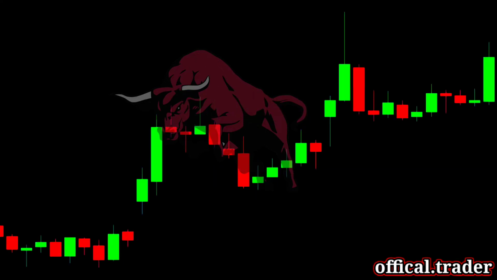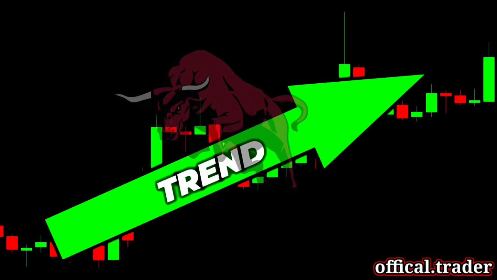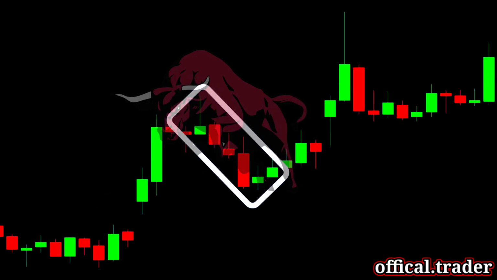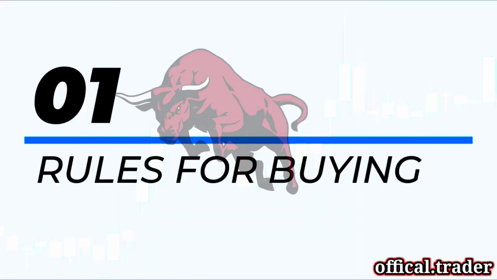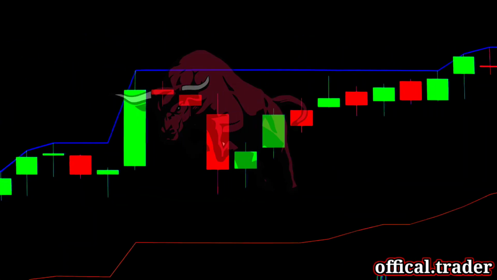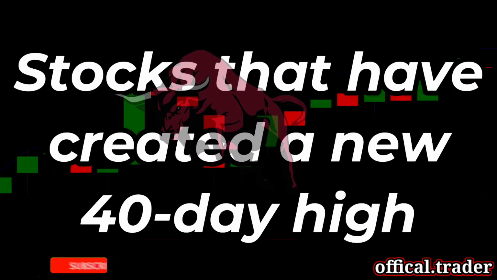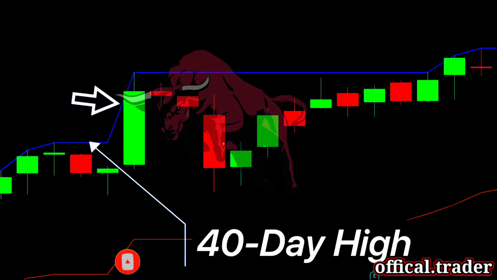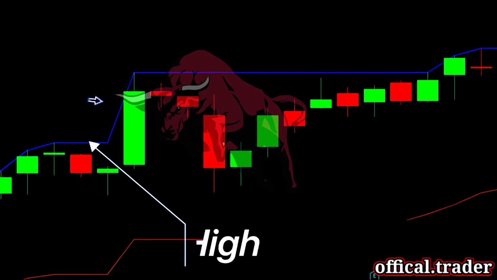In this strategy, we will trade in the direction of the trend and the momentum. Then we will try to find small pullbacks in the trend. So here are the rules for buying. First, we need to look for stocks that have created a new 40-day high. This means that we will look for those stocks that have closed above the high of the previous 40 days.